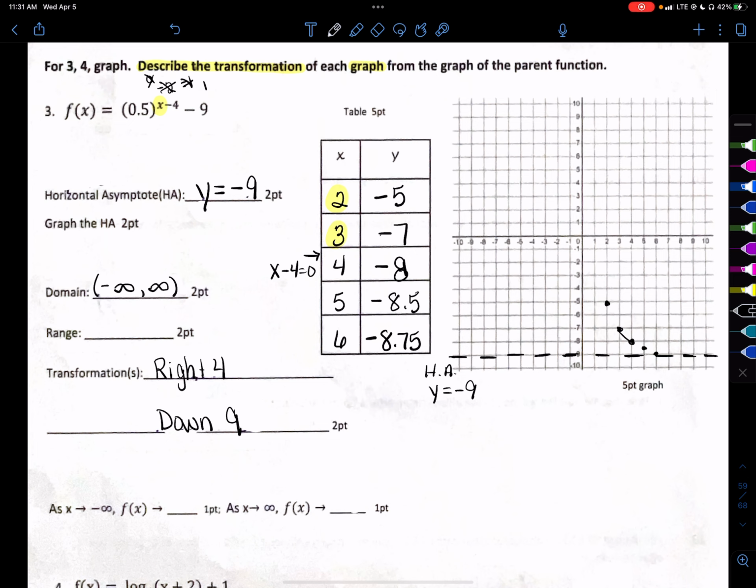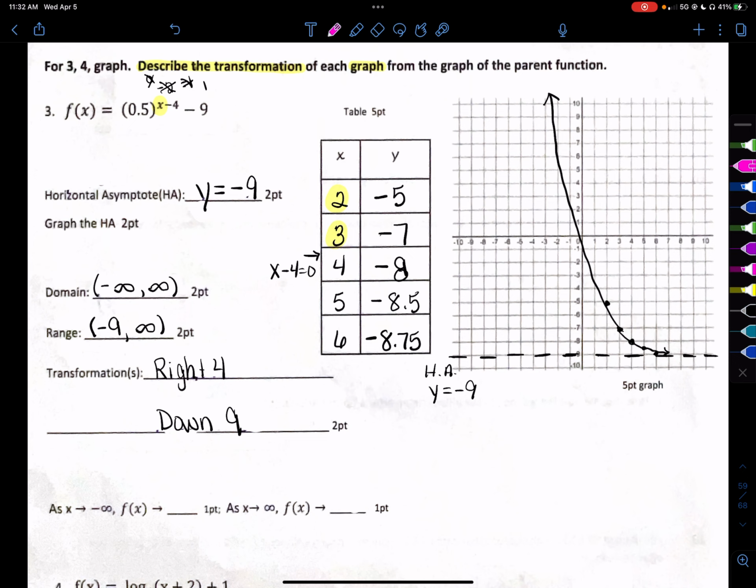This one here is going to get very close to that horizontal asymptote, but not cross it and not touch it. On the other end, it can go off the graph, so make sure you draw it all the way off the graph. Okay, looking for the range. How low does it go? It goes as low as negative 9. How high does it go? It goes as high as positive infinity.